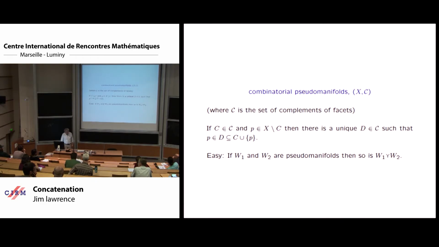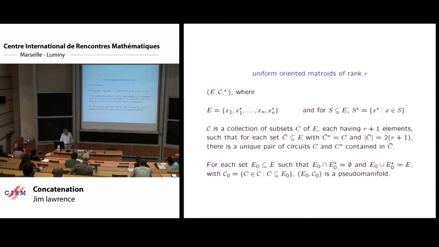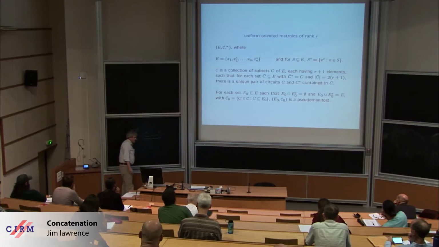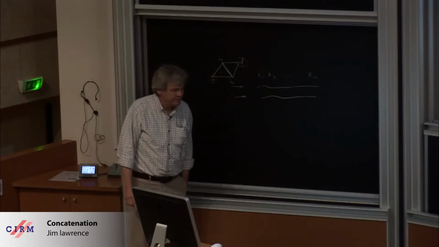And the concatenation operation, if we order the set X, we can look at the concatenation operation, and it preserves combinatorial pseudomanifolds. That's very easy to see. In fact, I could probably do it here. So if I have two rows that represent, that's the underlying set in order.